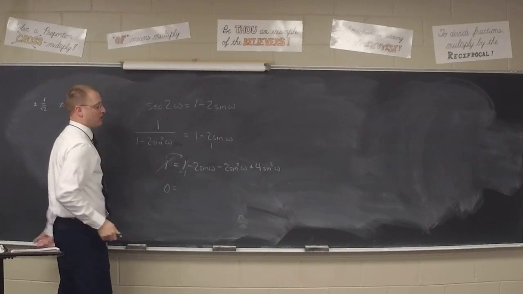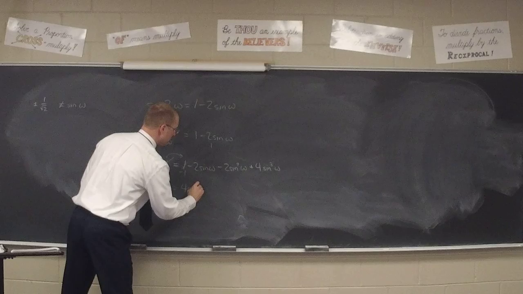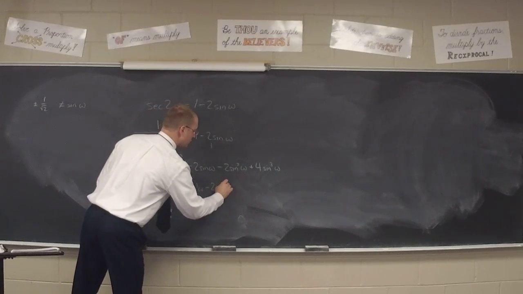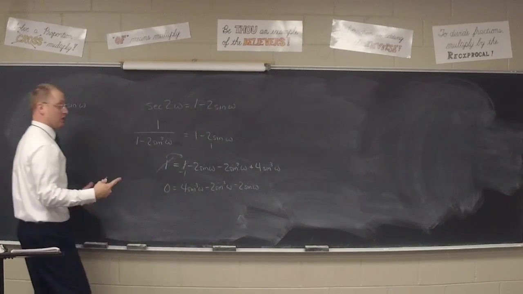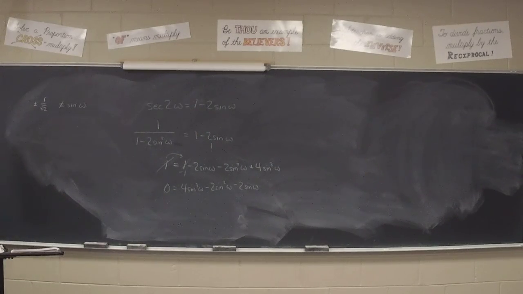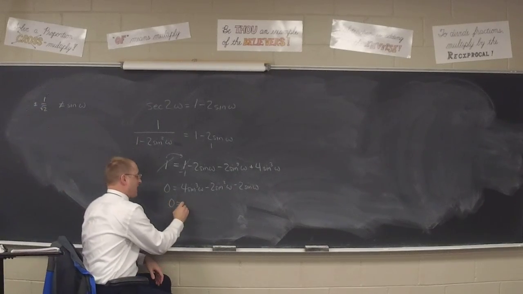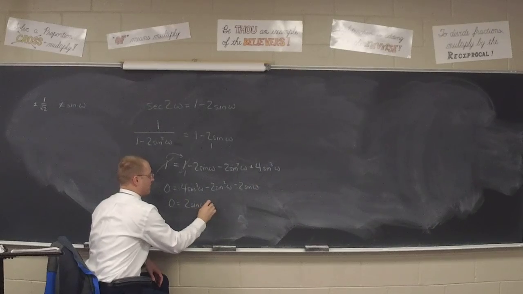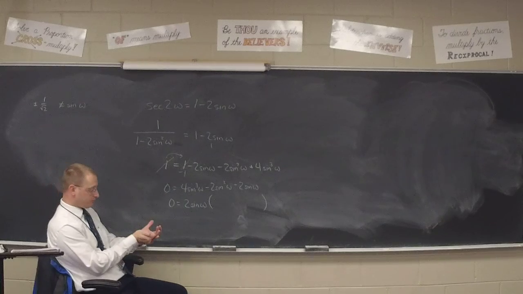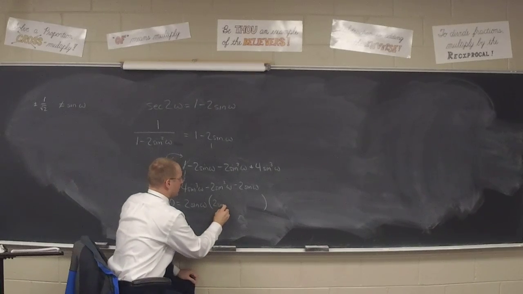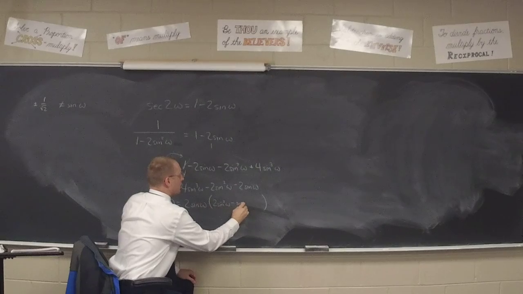Let's rearrange that in descending order. So we have 4 sine cubed minus 2 sine squared minus 2 sine. I was originally thinking grouping, but I can't group anymore, can I? But there is a common factor, 2 sine omega. So let's work through with the common factor first. What does it leave me with when I factor it out? 2 sine squared omega minus sine omega minus 1.